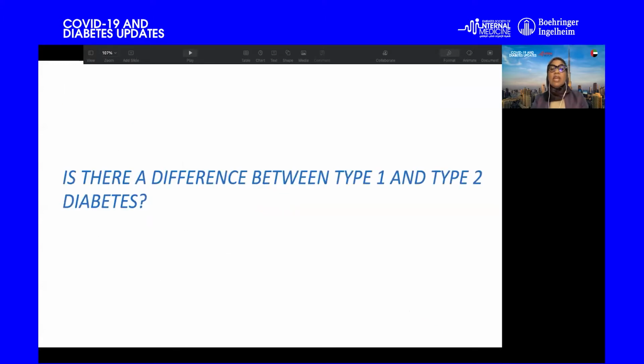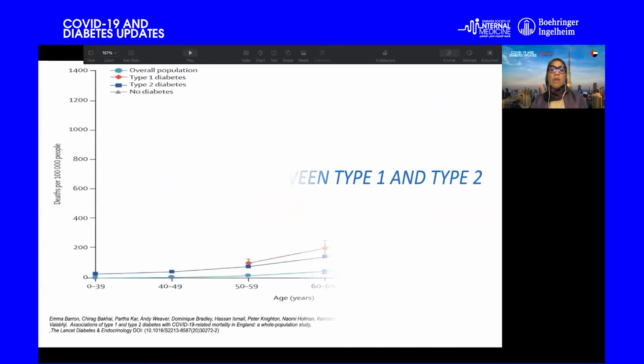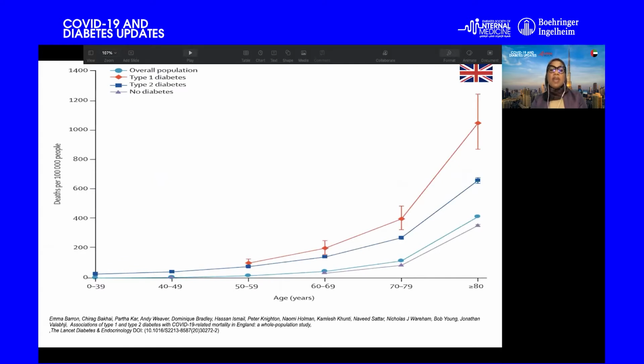Is there a difference then between those with type 1 and type 2 diabetes? And this was elegantly answered in the paper from the United Kingdom. And they had a whole nation study where they were able to look at the outcomes and mortality in patients with both type 1 and type 2 diabetes. And again, you appreciate in the red the patients with type 1 diabetes, and they in fact had a higher mortality than the patients that had type 2 diabetes compared to the overall population. What we also appreciate is the fact that this is a disease that disproportionately affects the elderly.